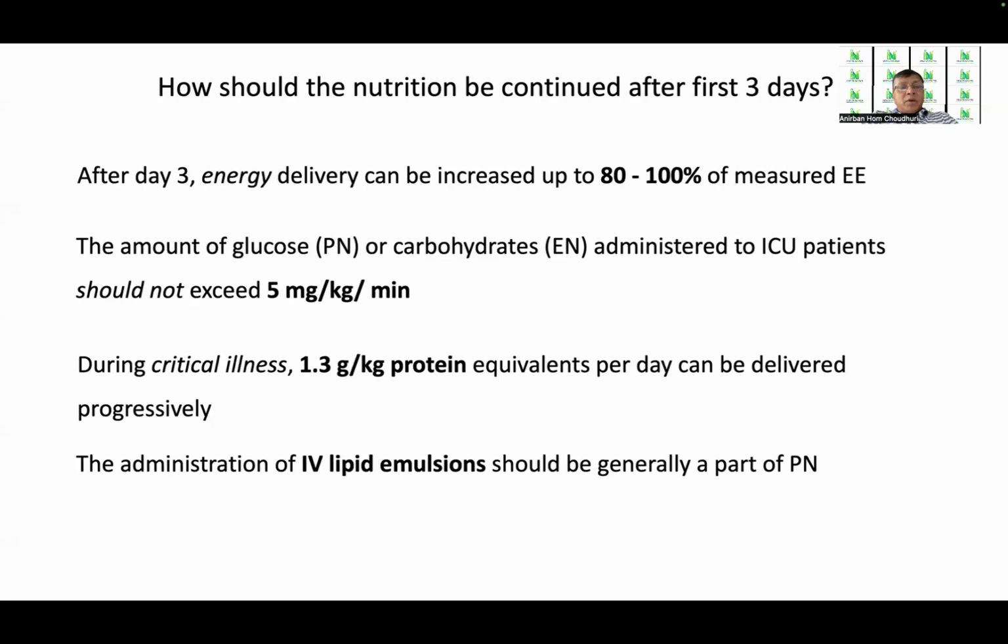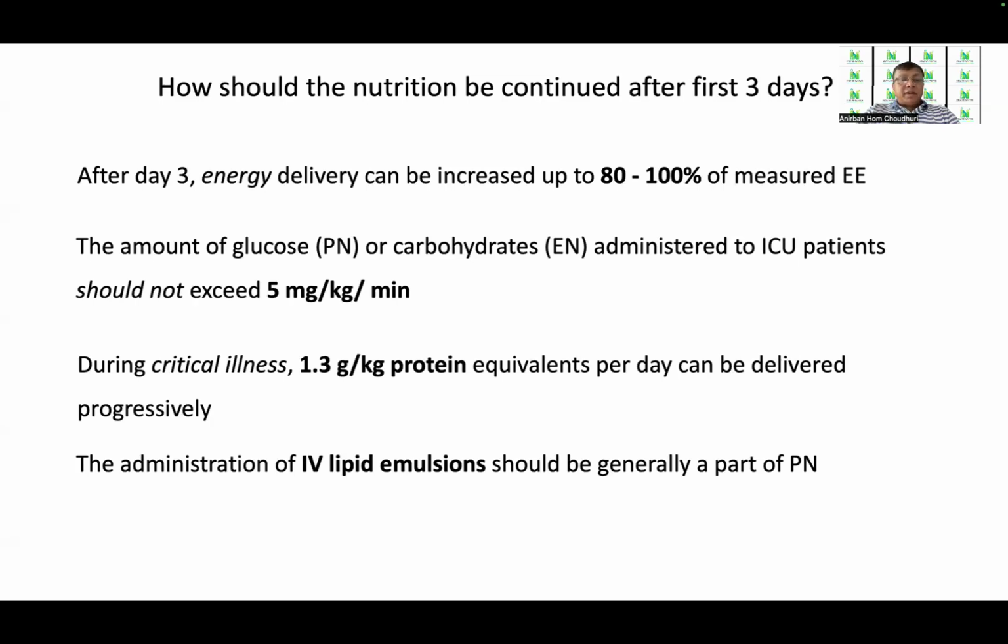During critical illness, 1.3 grams per kg of protein equivalents per day can be delivered progressively if the patient tolerates. And in this case, it is important to measure the urinary nitrogen. If the urinary nitrogen is increasing, then the protein has to be adequately compensated. If it is less, then we can continue with the same dose.